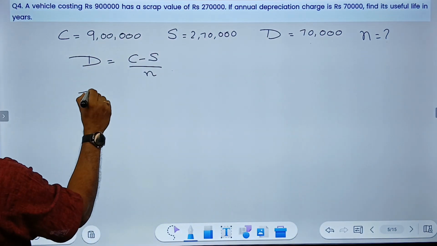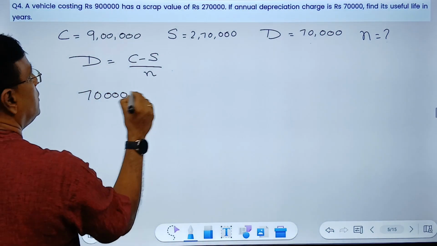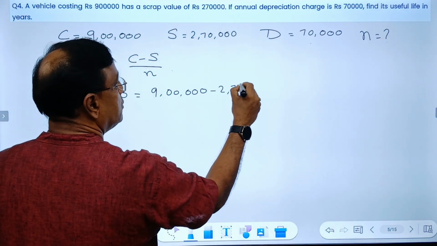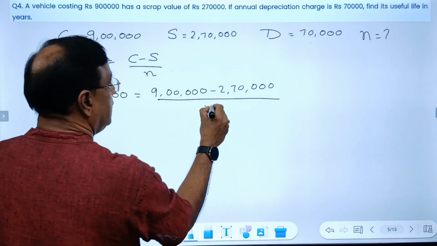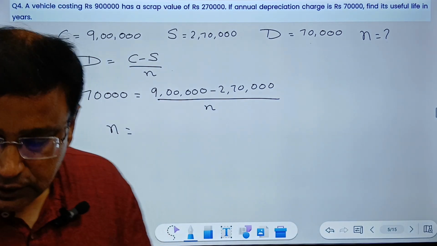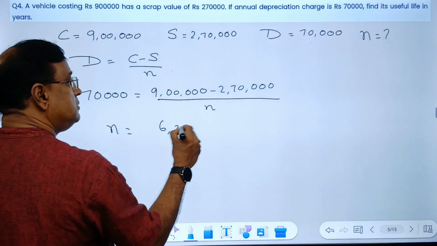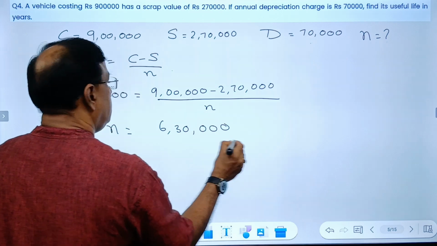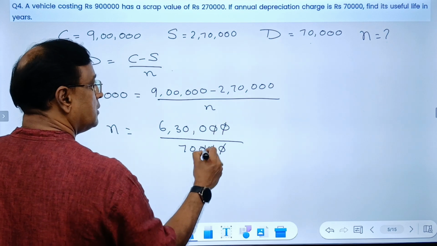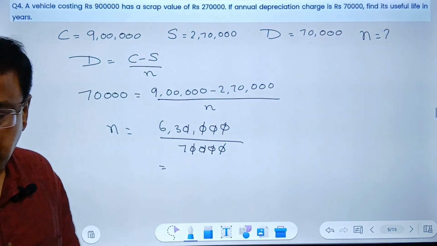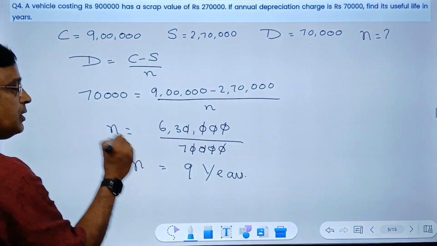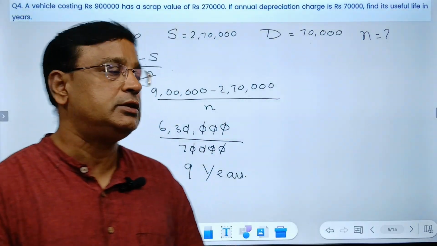So it will be 70,000 equal to 9 lakhs minus 2,70,000 divided by N. So what is N equal to? 9 lakh minus 2,70,000 will be 6,30,000 divided by 70,000. So they can get cancelled. So 63 by 7 is 9 years. So the useful life is 9 years. After that, it gets a scrap of 2,70,000.